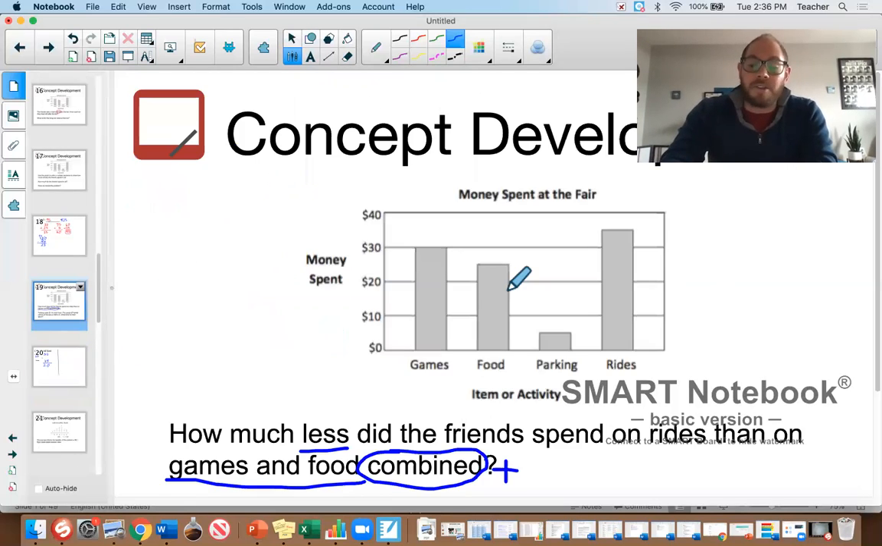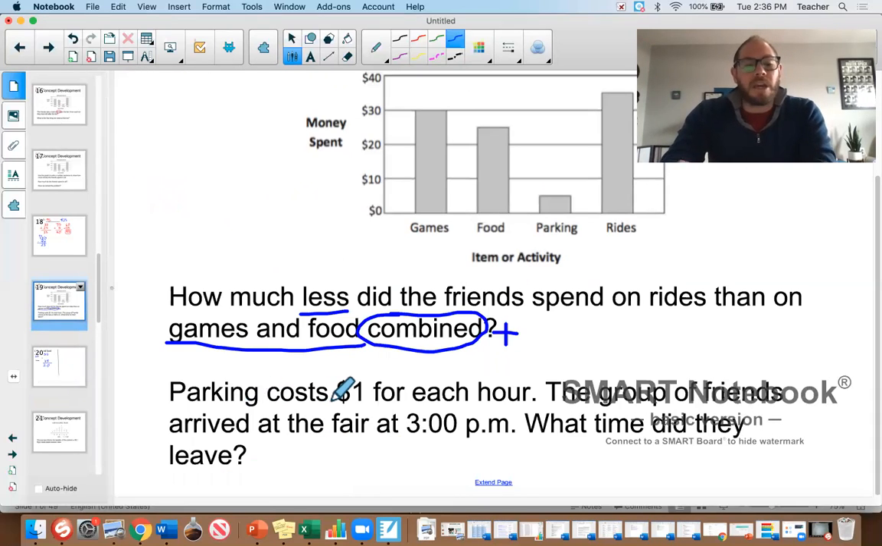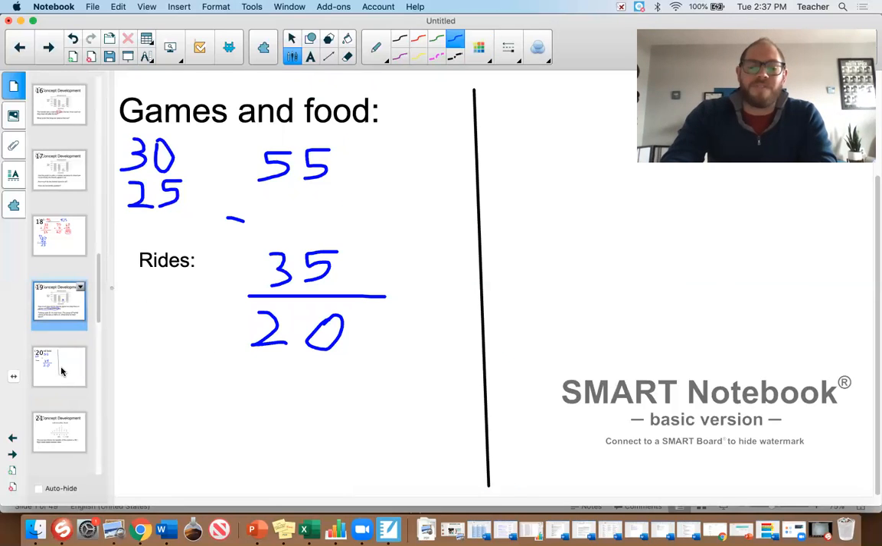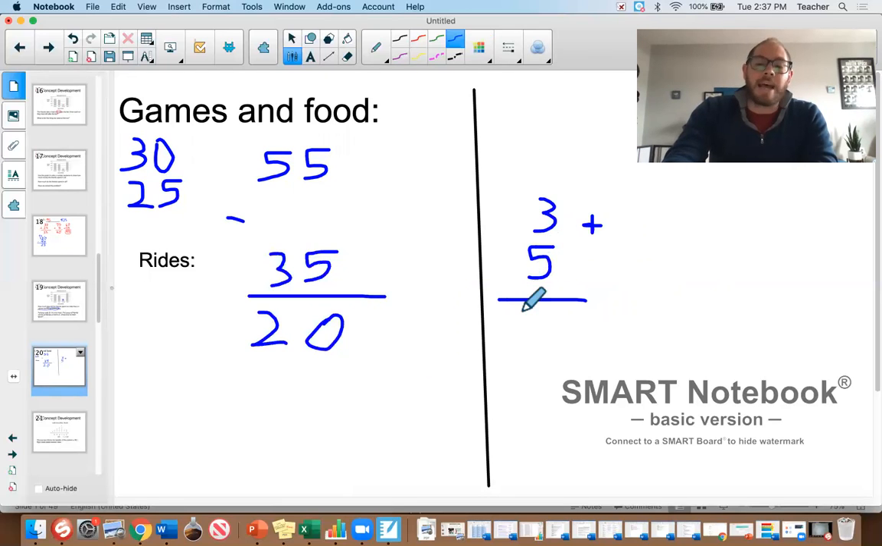All right, there was another question here. It says, parking costs $1 for each hour. The group of friends arrived at the fair at 3 p.m. What time did they leave? Well, we know they spent $5 on their parking, so they were there for 5 hours. So 3 p.m. plus 5 more hours means they left at 8 p.m. 8 at night when they probably should have been in bed. 8 p.m.